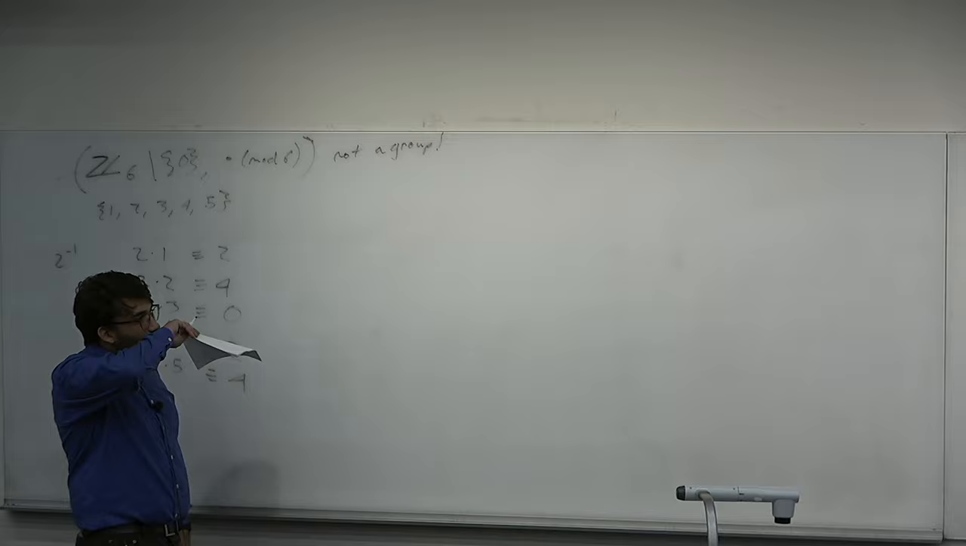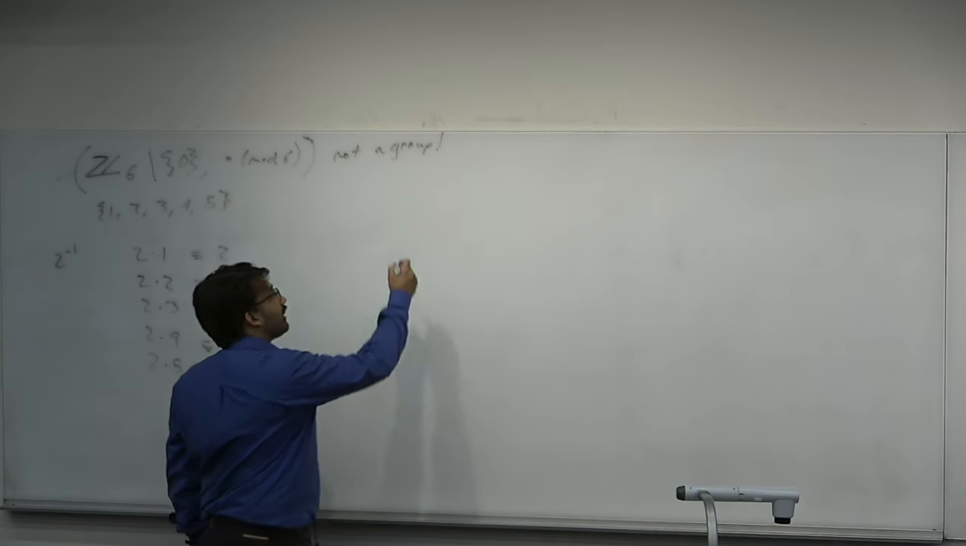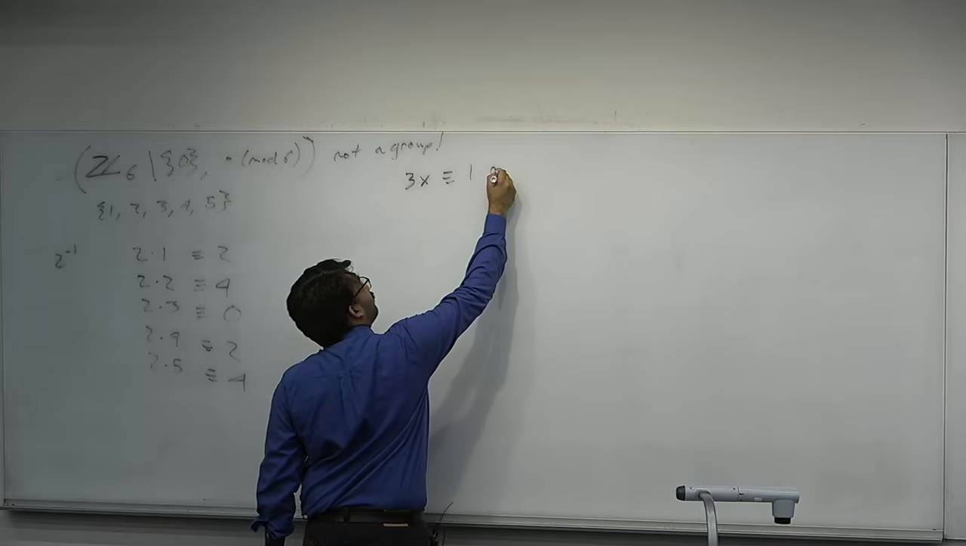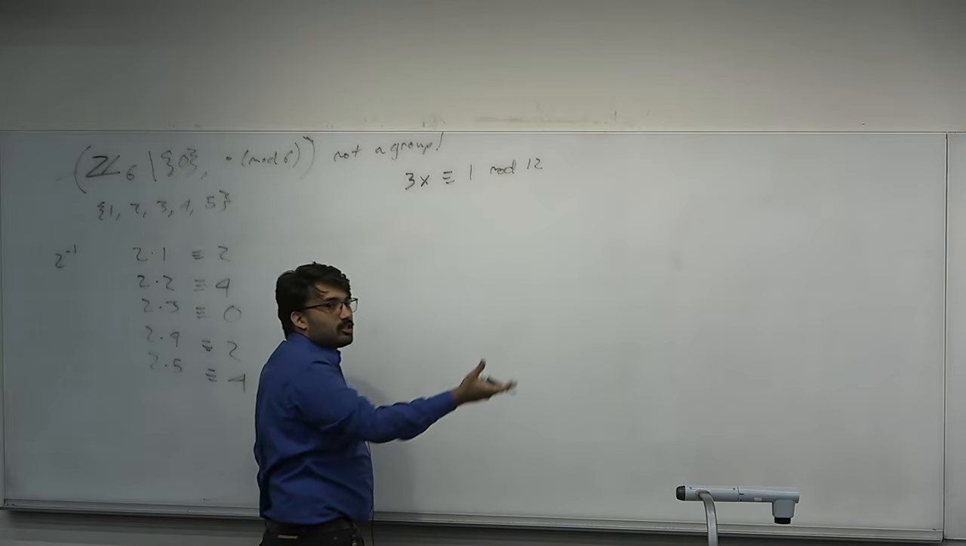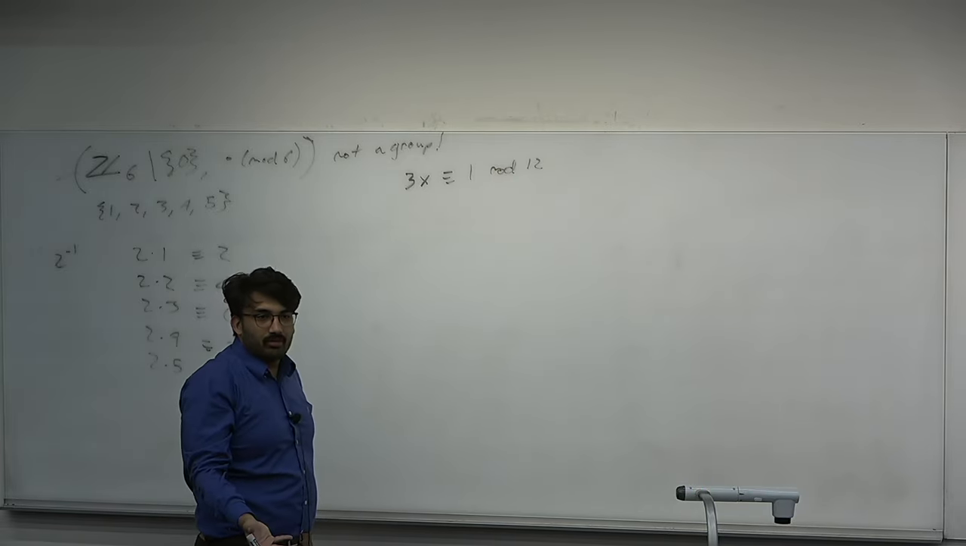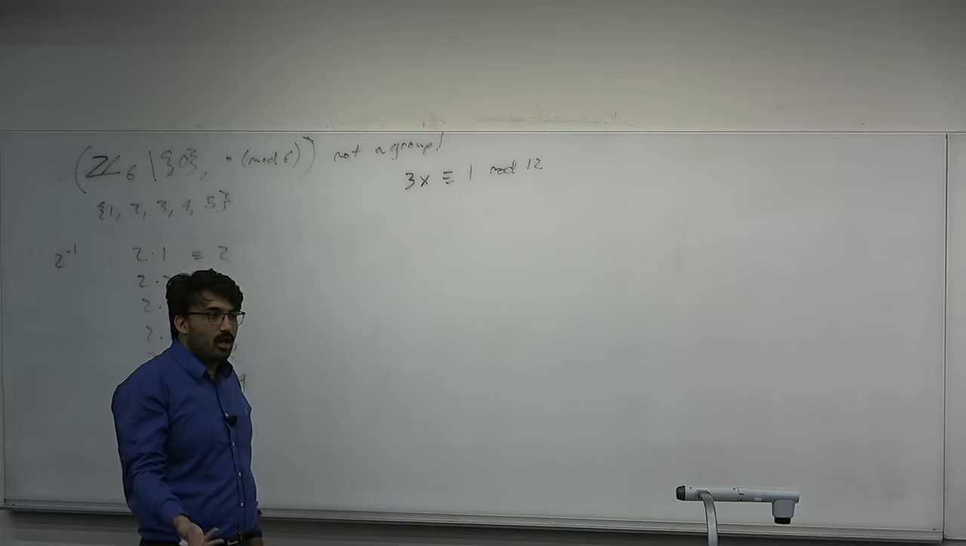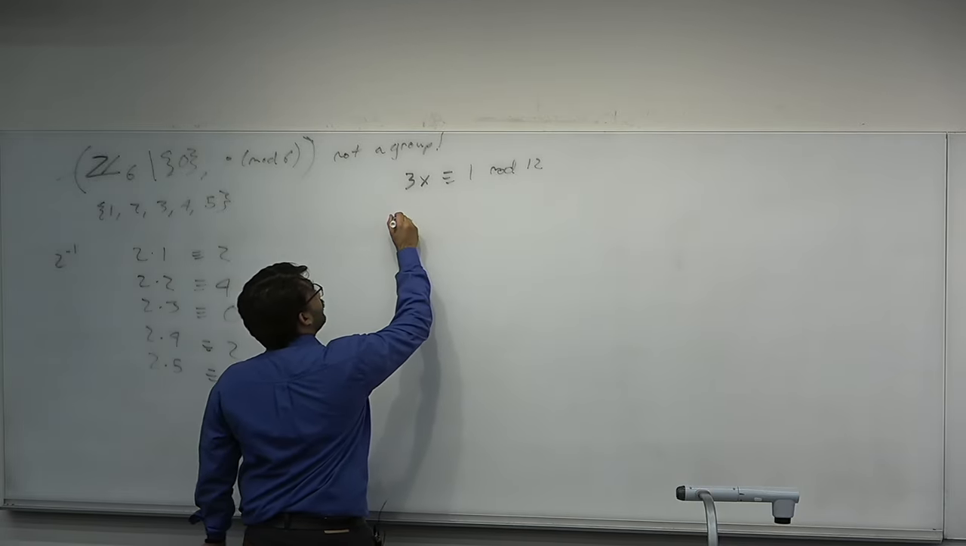So what we want to do is consider an inverse of 3x congruent to 1 mod 12. Suppose we're working in the mod 12 group. We want to find the inverse of 3. What is mod 12? When you think of modular arithmetic, a lot of times it's called clock math because you draw the clock. We got 12.